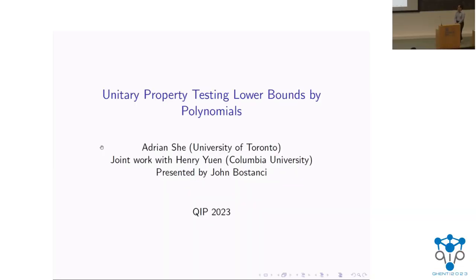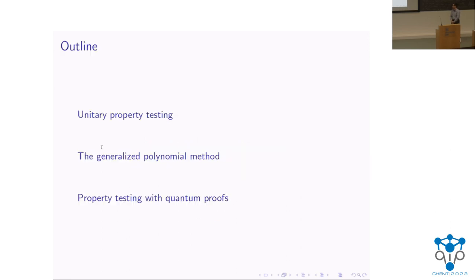So I'm going to be talking about unitary property testing, lower bounds by polynomials. This is work by Adrian and Henry, but unfortunately neither of them could be here, so I'm giving this talk in their stead. I'm going to start by trying to motivate why unitary property testing is an interesting thing to do. Then I'll go into some of the works in this paper, particularly the lower bound methods.